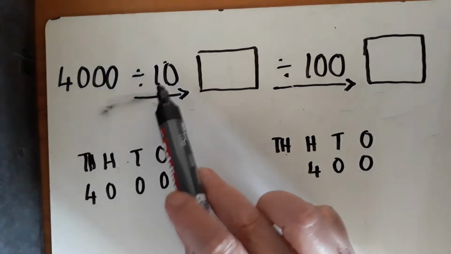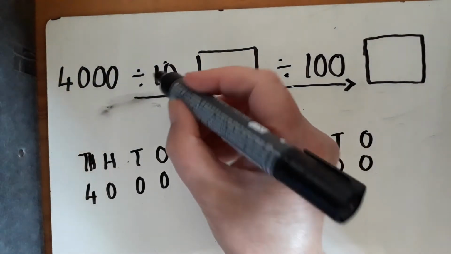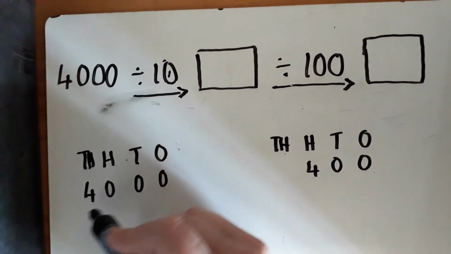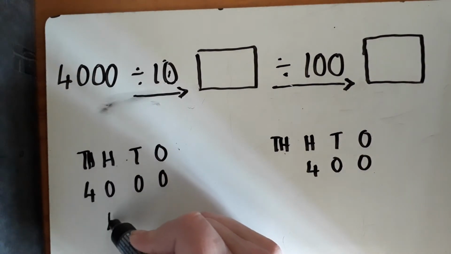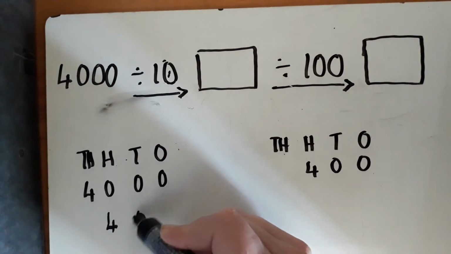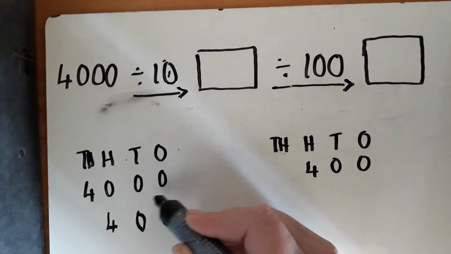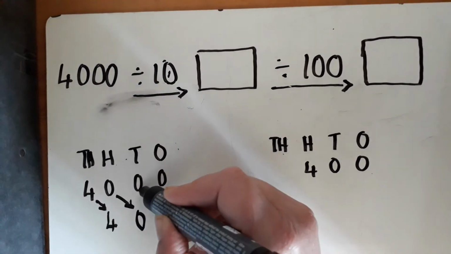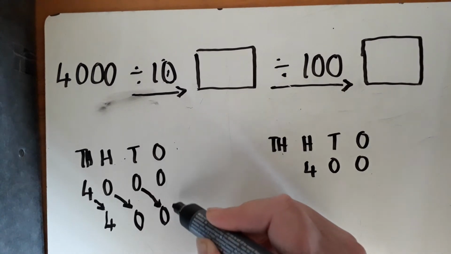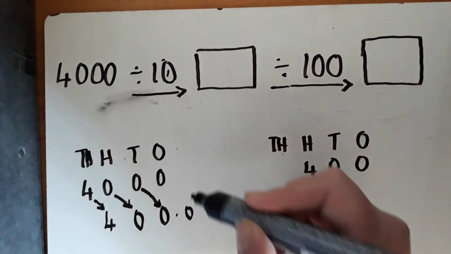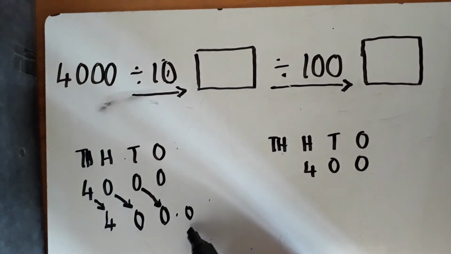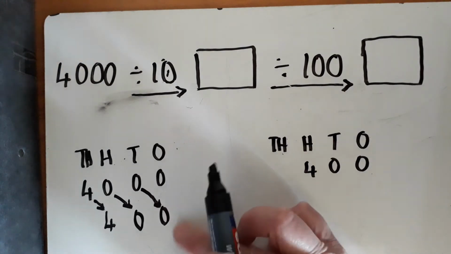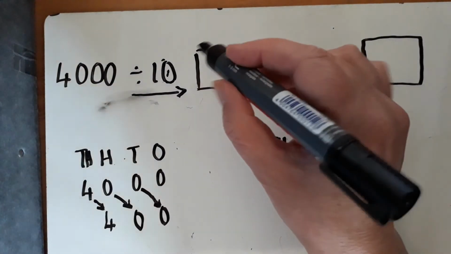We've got 4,000 and we need to divide it by 10. If we're dividing by 10, we're moving one place value down. So our 4 moves down from the thousands into the hundreds. Our digits then stay in the same order. If you're not sure what's happened, this 0 would move into the tenths, but because it's a 0, it has no value, so it's even better if we write it as 400.